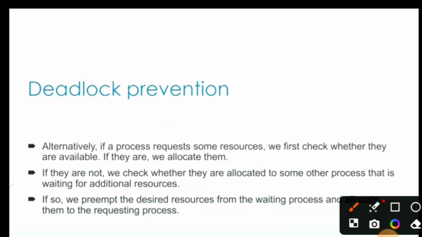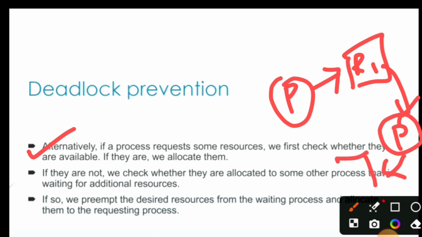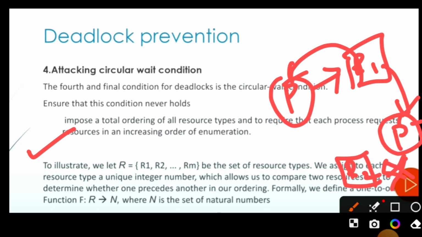Alternatively, if a process requests some resources, we first check whether they are available. If they are, we allocate them. If they are not, we check whether they are allocated to some other process that is waiting for additional resources. If so, we preempt the desired resources from the waiting process and allocate them to the requesting process.